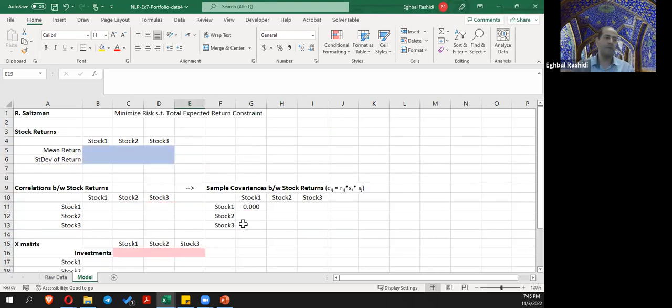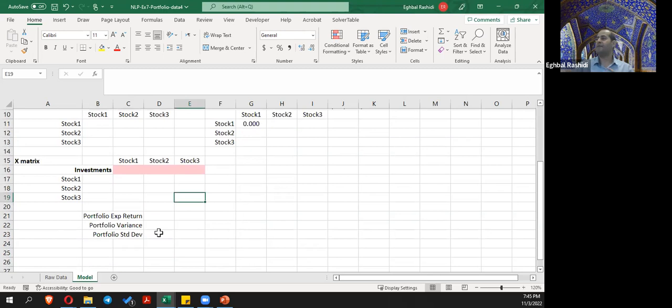These are going to be my input data. And then they are going to have an objective function and also the constraints. So for example, the portfolio expected rate of return, that's my average rate of return for my portfolio, which I'm going to compute based on the data that I have on the raw data sheet. And I'm going to enforce a lower bound. I want my rate of return to be at least 14%.